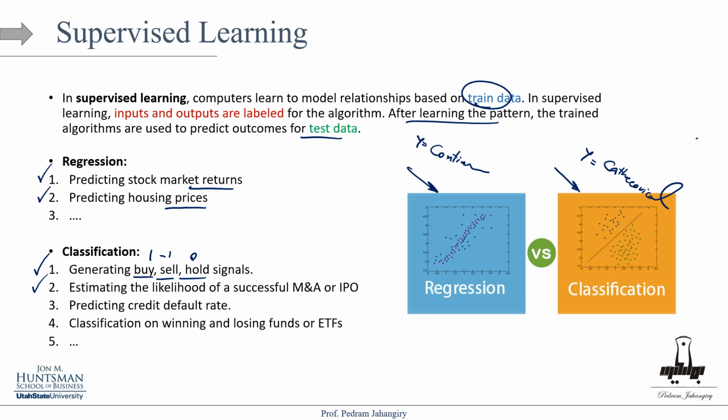So you have a bunch of features, and at the end of the day, you want to calculate the likelihood, or basically say whether it's going to be a failure or success, right? Third example, you can think of predicting credit default rate. It has huge applications in finance and insurance business, and basically you want to predict the probability of someone defaulting, right? And finally, you can think of classifying funds or ETFs based on whether they are winning ones or losing ones, right? So these are some finance related examples, but again, as I said, you can easily extend it to any kind of other fields.